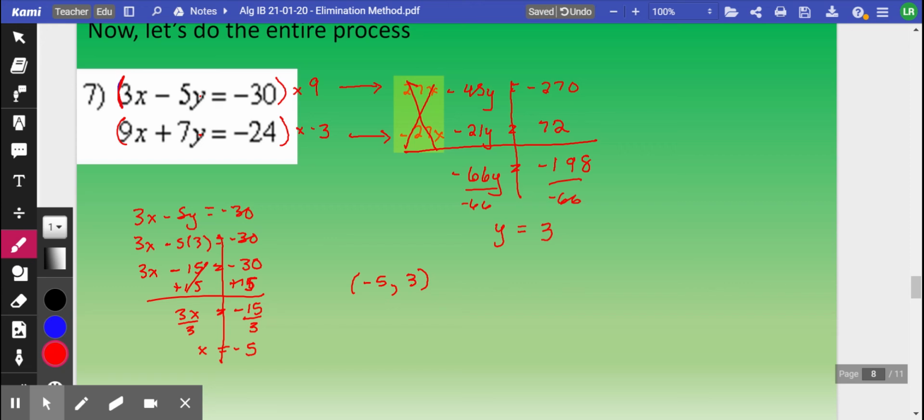If I wanted to check, and you don't have to check, a lot of times I do it in my head, we would plug these numbers into my other equation. So my x would be negative 5, my y is 3, and I check it out. So 9 times negative 5 is negative 45, 7 times 3 is 21, and if I add those together, I do get negative 24. So I know I have the correct answer. Let's look at another one here.